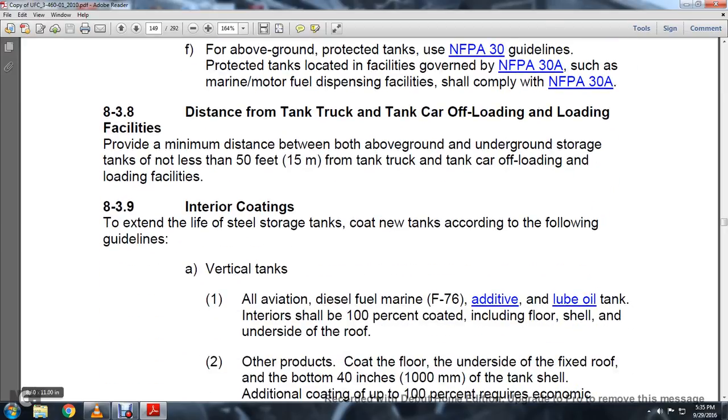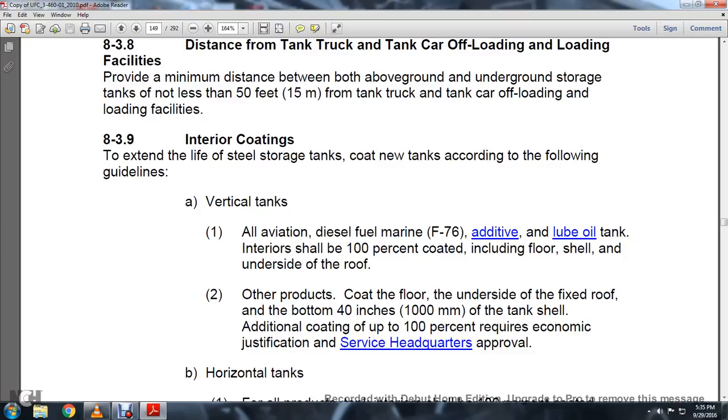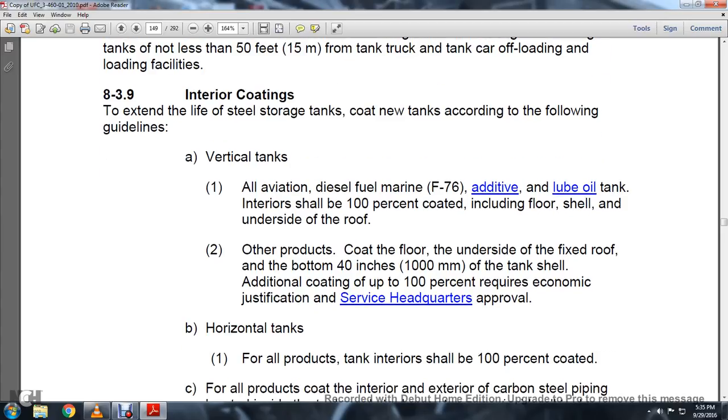8.3.9 Interior coatings to extend the life of the steel storage tanks. Coat new tanks according to the following guidelines. Vertical tanks for aviation fuel, diesel fuel, marine F-76, additive, and lube oil tanks: ensure they are 100% coated, including the floor, shell, and the underside of the roof. For other products, coat the floor, the underside of the fixed roof, and the bottom 40 inches of the tank shell. Additional coating up to 100% requires economic justification and service headquarters approval.